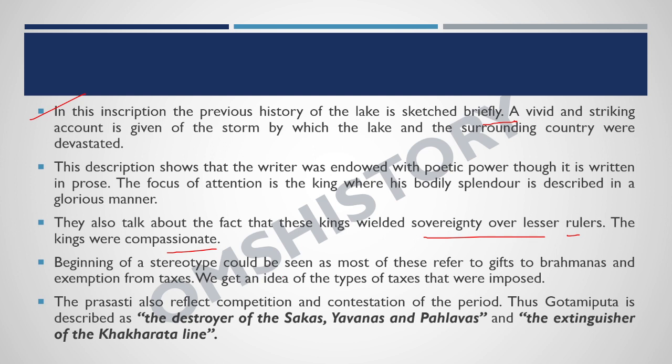Beginning of a stereotype could be seen, as most of these inscriptions refer to gifts to Brahmanas, and exemption from the taxes. So we get an idea of the type of taxes which were imposed at this point of time. The prasasti also reflects the competition and contention of that time period, because Gautamiputra is described in this inscription as the destroyer of the Shaka, Yavana and Pahlavas, and the extinguisher of the Khakharata line. Okay, Khakharata line, which we know as Kshaharata line.